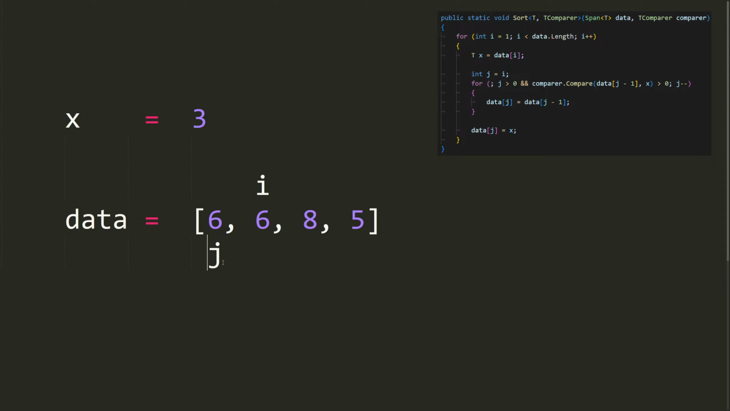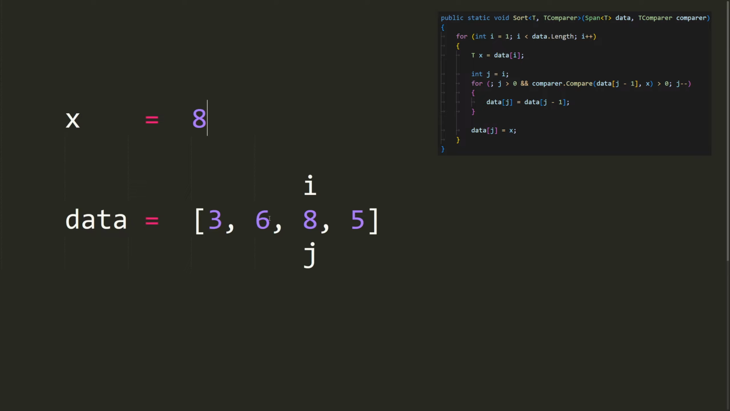We move j back one position, and since we're at the beginning of the array and there's nothing before it that we could compare against, we determine that the correct position for 3 is at index j, and we write it to that index. Now we move I forward one position, we set j equal to I, and we copy 8 to our temporary x variable.